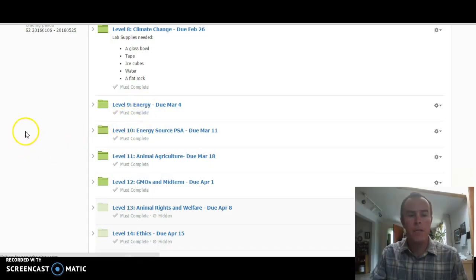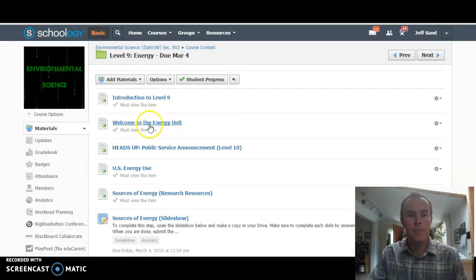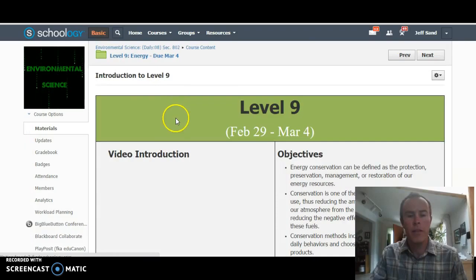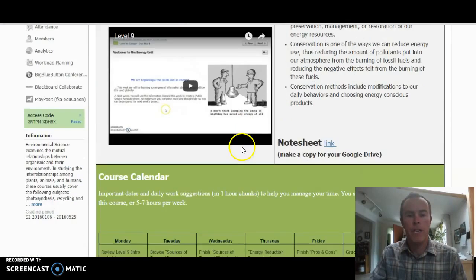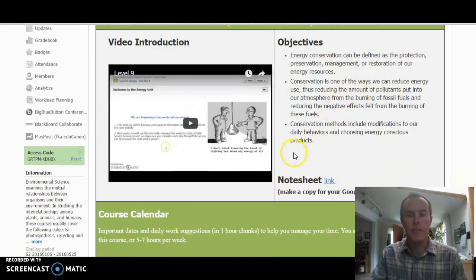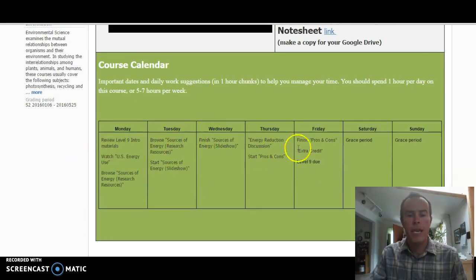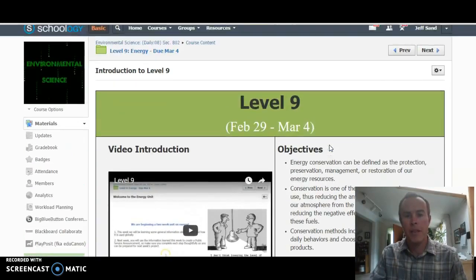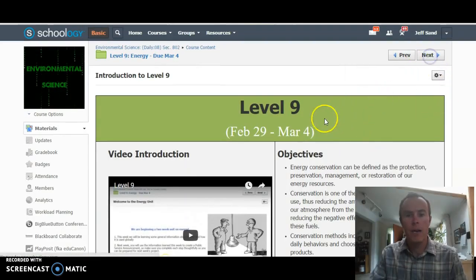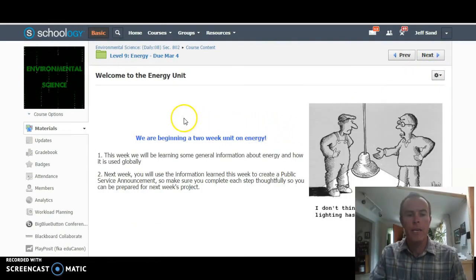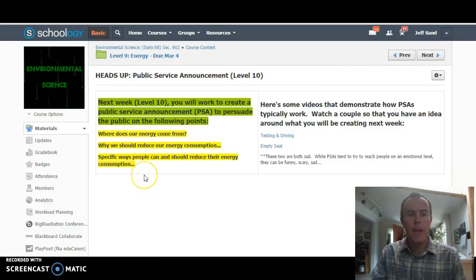So level 9, every level starts with an intro. I have the video. I have objectives for that week, and then a day-by-day breakdown in terms of what they should be thinking about working on. Going forward in this level 9, there's a little tidbit that they should be thinking about that this is a 2-week unit and that we will be creating a public service announcement later on in the unit. Then we get into the material itself.